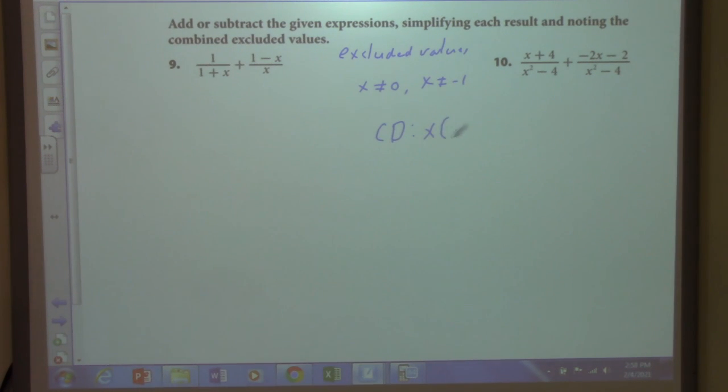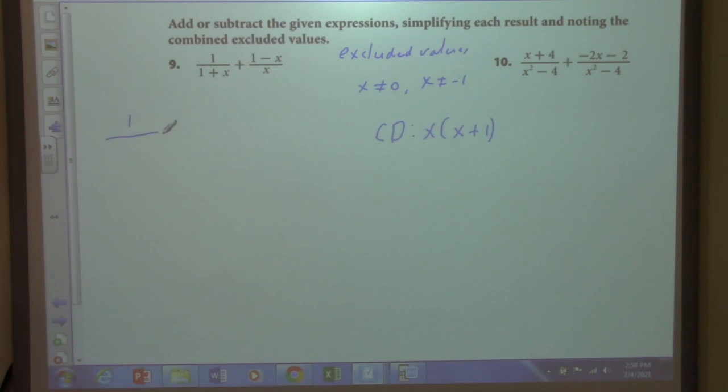So if we multiply x by x plus 1, I'm going to change the orientation a little bit. So this is our CD. Does everybody see why that's our CD? If you multiply the denominators, you can always get it. So what we're going to do is rewrite this one here.